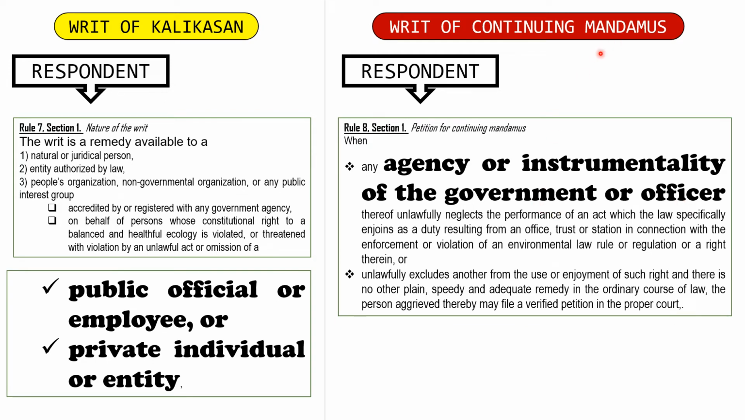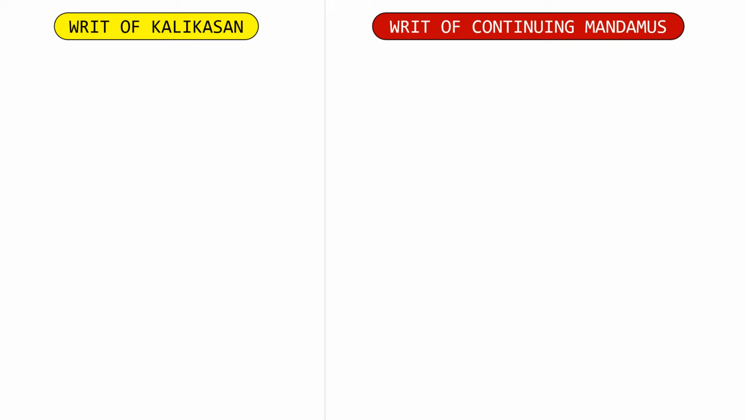Because again, this is a mandamus. Mandamus is similar to Rule 65. The problem here in continuing mandamus is that it relates to an environmental case. Where can you file your writ of kalikasan? Who has jurisdiction? The answer is the Court of Appeals or the Supreme Court.